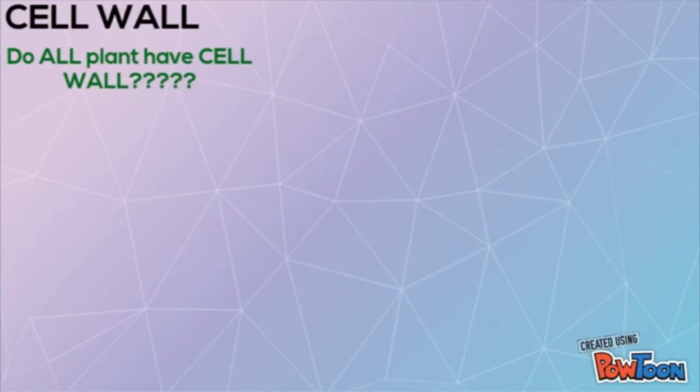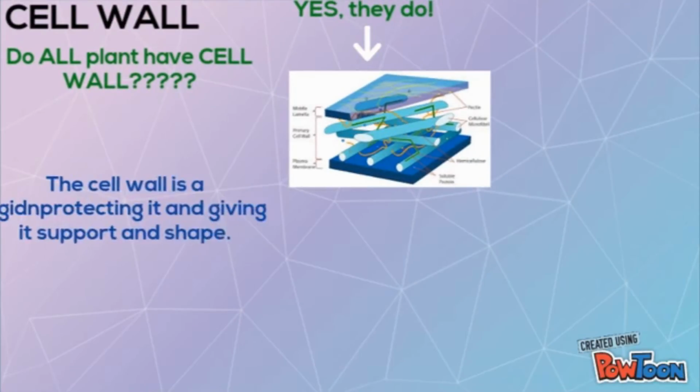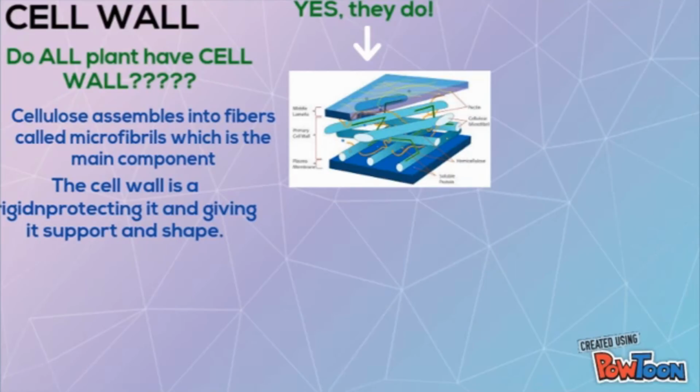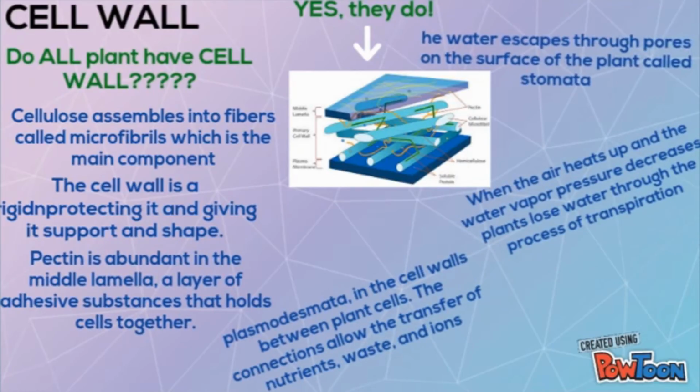Though plants don't make collagen, they have their own type of supportive extracellular structure, the cell wall. The cell wall is a rigid covering that surrounds the cell, protecting it and giving it support and shape. The major organic molecule of the plant cell wall is cellulose, a polysaccharide composed of glucose units. Cellulose assembles into fibers called microfibrils.